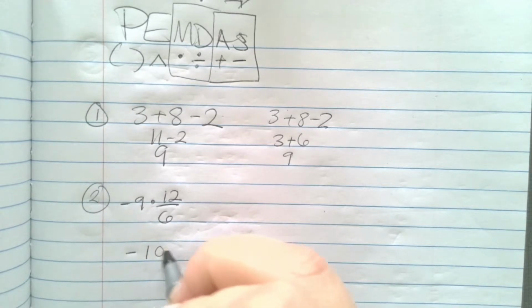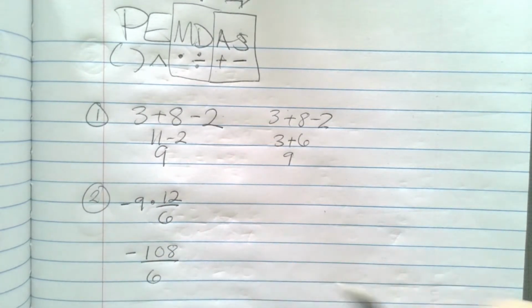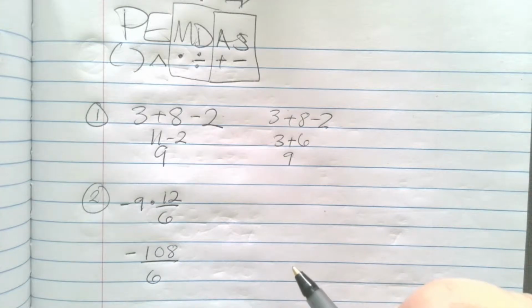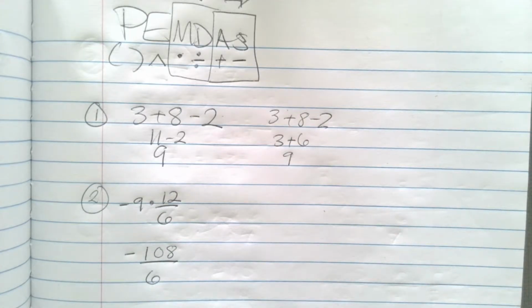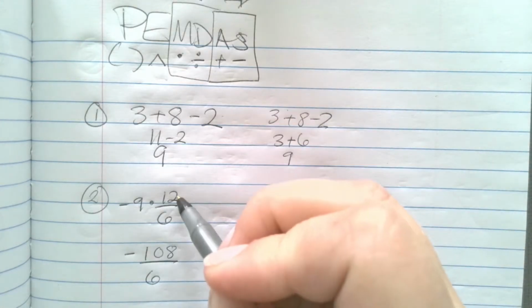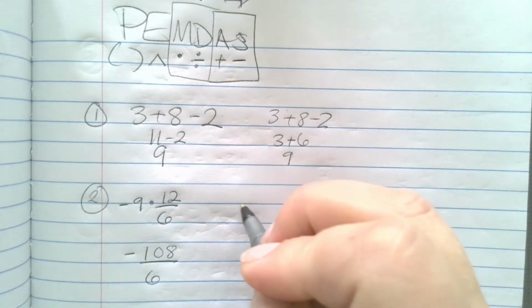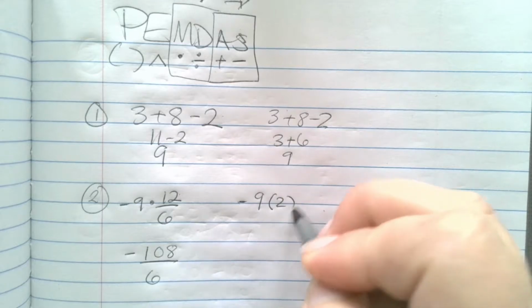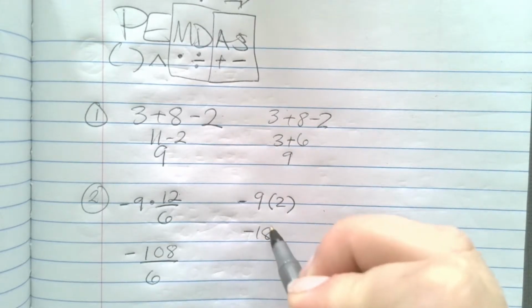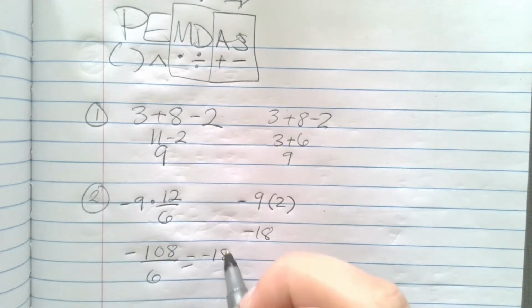Does anybody off the top of their head know what 108 divided by 6 is? No calculator, just your brain. Okay, so let's go a different direction. Does anybody know what 12 divided by 6 is? 2. What's 9 times 2? 18. This is also negative 18.